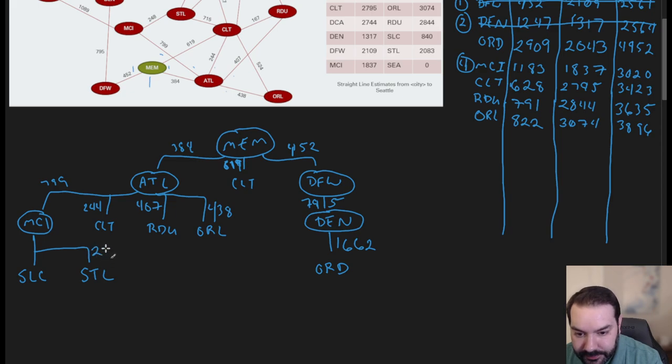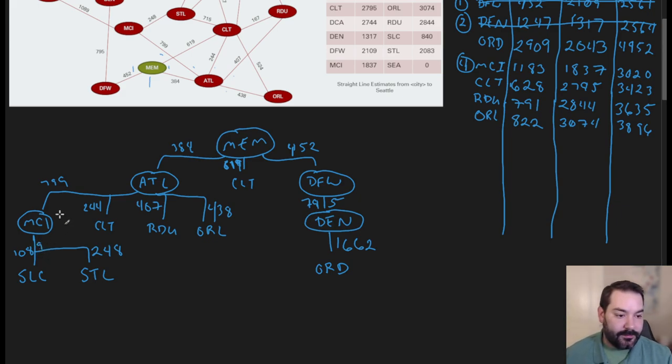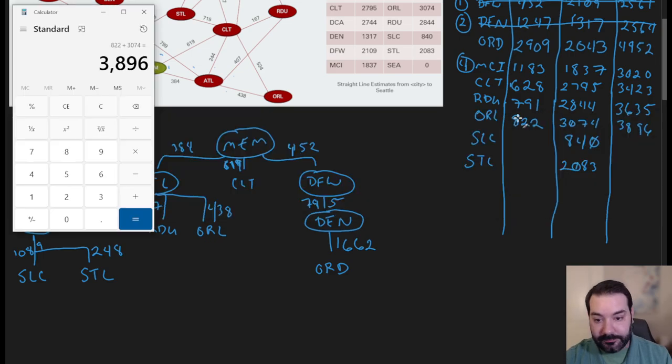St. Louis is 248, and then that's 1,089. Okay, well, guess what? You add them in. So Salt Lake City, St. Louis. Let's see. So again, I'll do the pathways. So from Salt Lake City, 840. And then St. Louis, 2083.